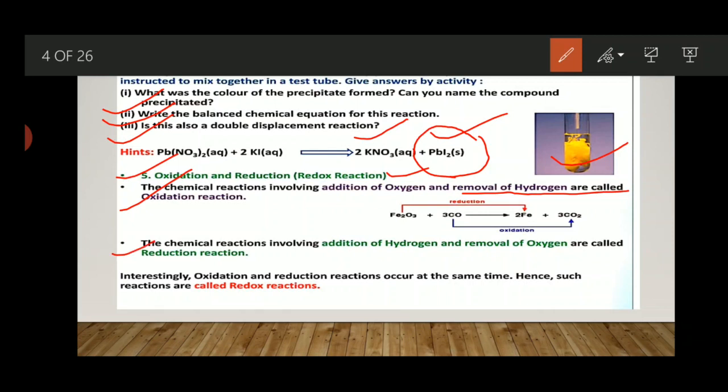Similarly, reduction: the chemical reaction involving addition of hydrogen and removal of oxygen is called a reduction reaction. Oxidation and reduction are just opposite of each other. In oxidation, oxygen gets added, and if oxygen is not present, then there is removal of hydrogen. In case of reduction, there is addition of hydrogen. If hydrogen is not present in the reaction, then we will see the removal of oxygen. See, this is the old concept.